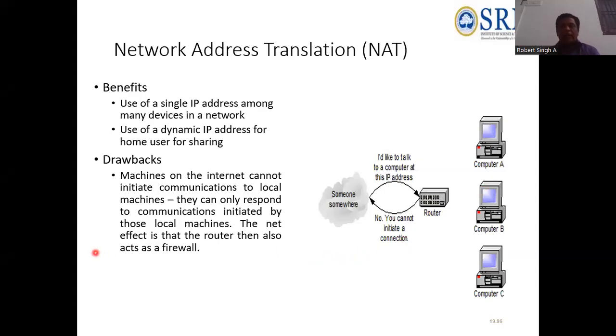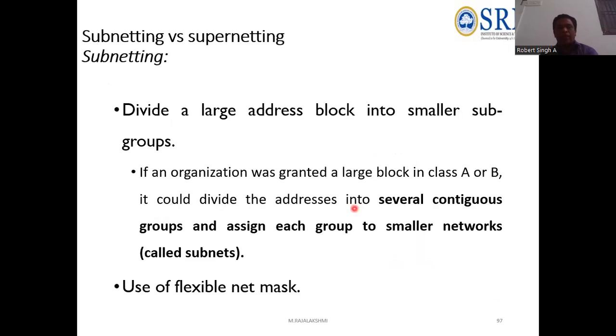Network address translation has some advantages as well as disadvantages. Let us see the advantages. Some of the advantages are that it uses a single IP address among many devices in the network, and it also uses a dynamic IP address for home users for sharing. Meanwhile, it has some disadvantages also. Any device on the internet cannot initiate communication to a local machine. They can only respond to communication initiated by the local machine. This is the main drawback of this network address translation scheme.